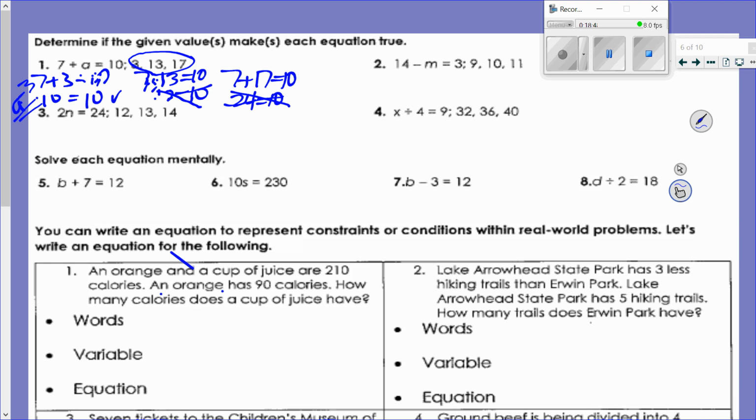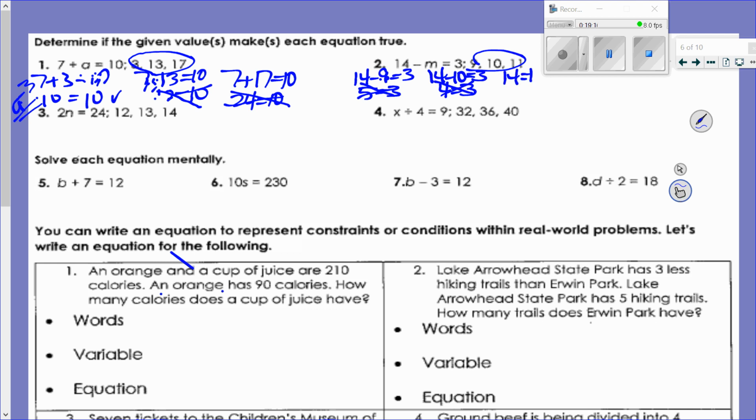So our next one, now we're substituting these values in. 14 minus 9 equals 3. I check, 5 equals 3. That's false. We cross it out. 14 minus 10 equals 3. 4 equals 3. That's false. I cross it out.